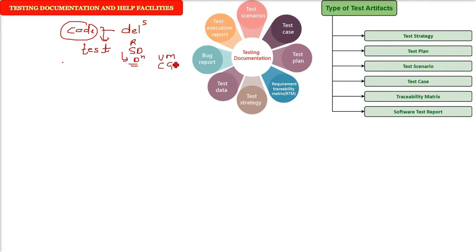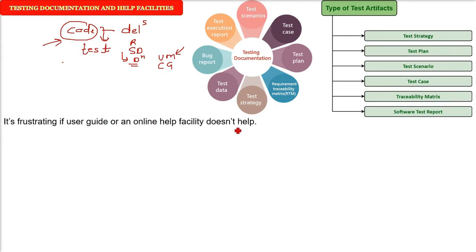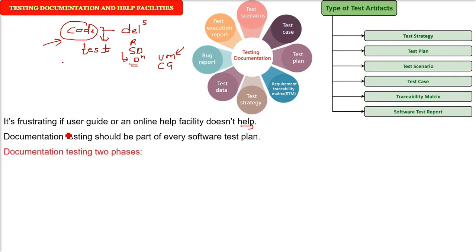So user manual, user guide or customer guide, as I said, are different products, different results of documentation. So what happens if you, as a user, are using a user guide or a manual or, say, an online help and it is not helping you? It is just there and not being properly made. It will be so frustrating for you as a user. So for every software test plan, documentation testing is a must. We just don't think about documentation testing, but it is an integral part.